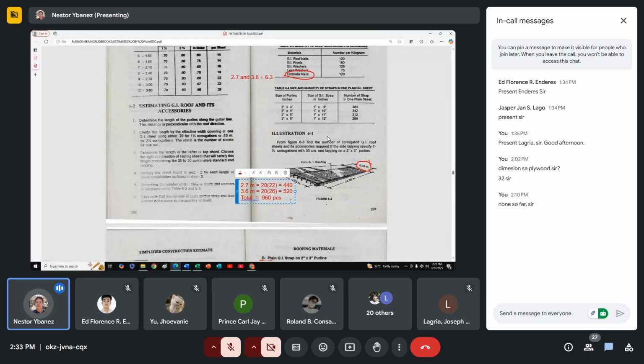Now, 960 pieces are not sold that way, so we divide by 120, because 120 pieces of umbrella nails is equivalent to 1 kilogram. The weight equals 960 divided by 120, which is 8 kilograms.